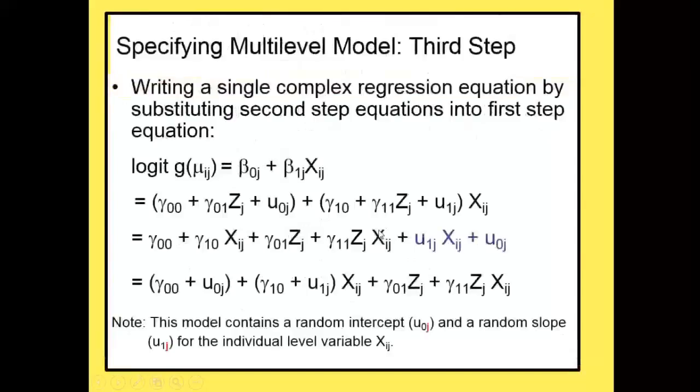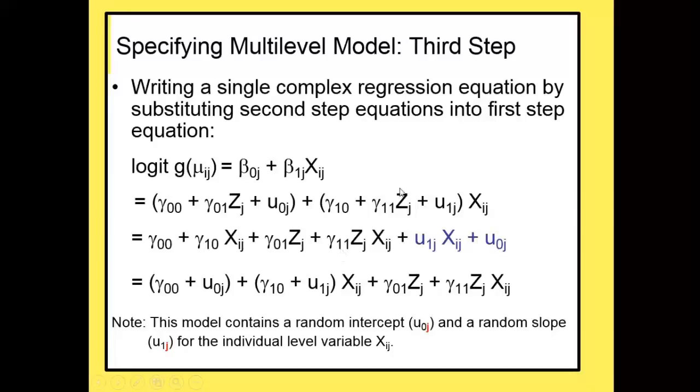So I'm just replacing it by this, and I'm replacing beta 1j by this. And then I'm working out the algebra until I get this final model. Okay, this is the final model when I work out the algebra. What's in the final model? Well, I just had to combine terms, and I've now grouped it in a certain way.